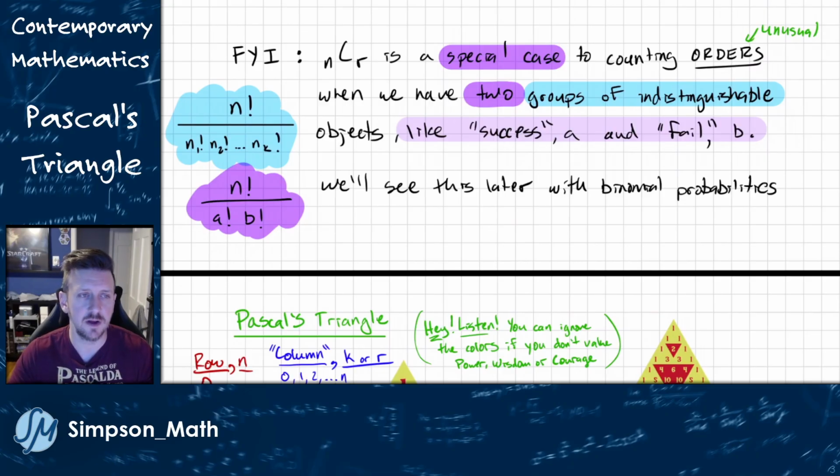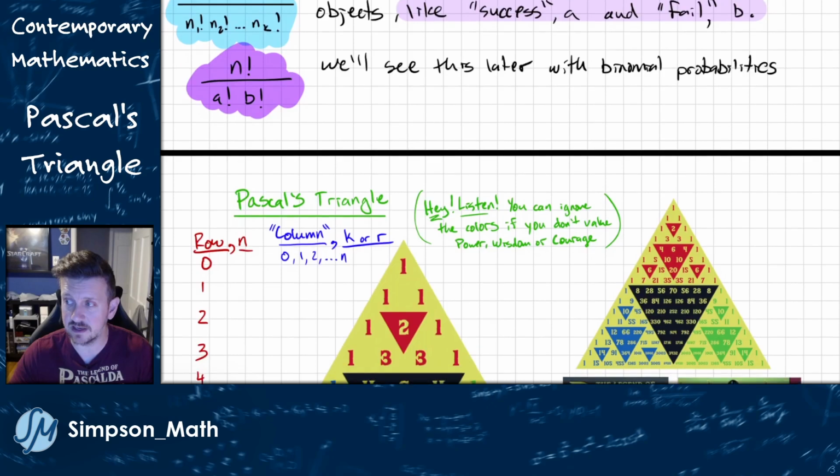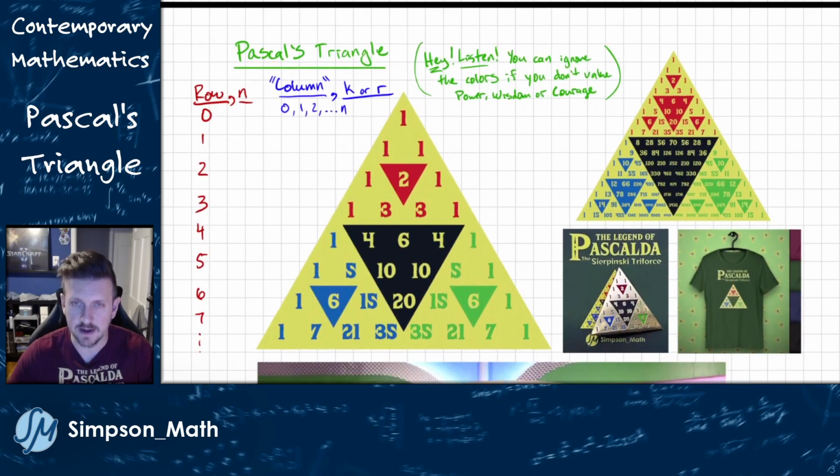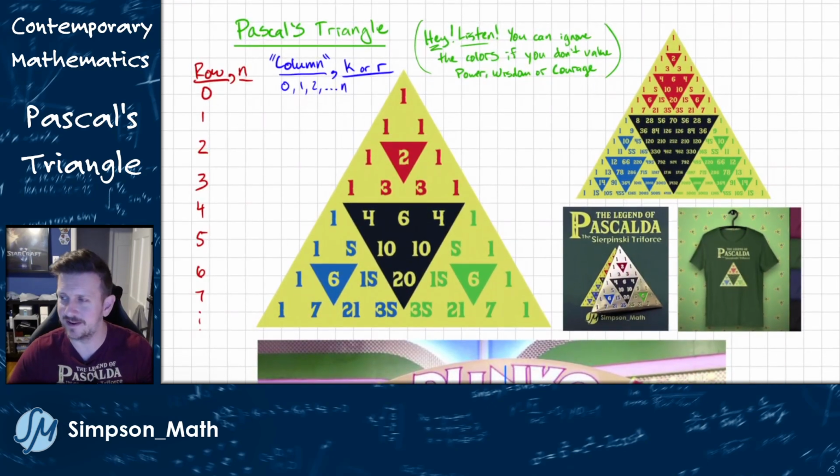All right, so we've talked about it previously. Let's take a look at Pascal's triangle and how it's made. Now, this Pascal's triangle is what I refer to as the Legend of Pascalda. If you're familiar with the Legend of Zelda games, there's a thing in the game called the Triforce that pops up a lot. It's a source of power, also wisdom and courage. And so that's the colorization of it.